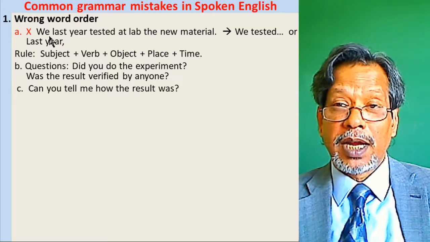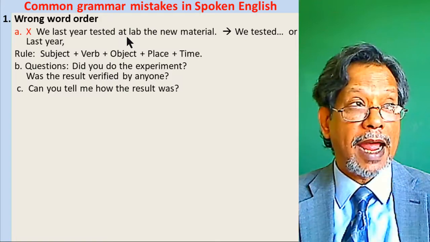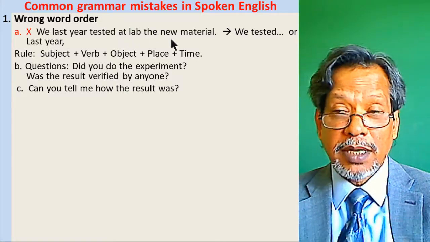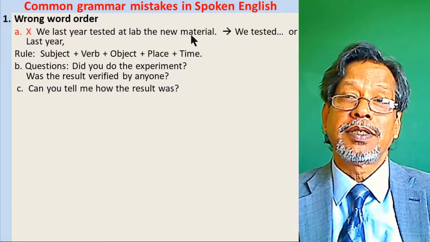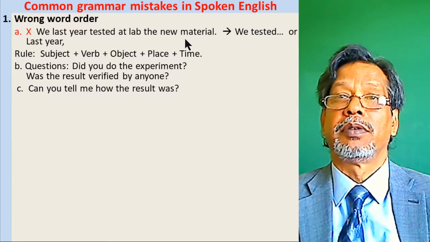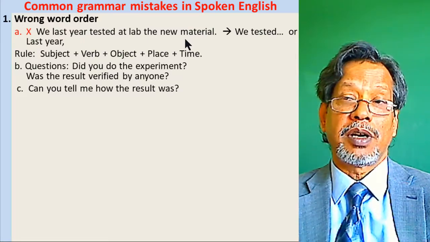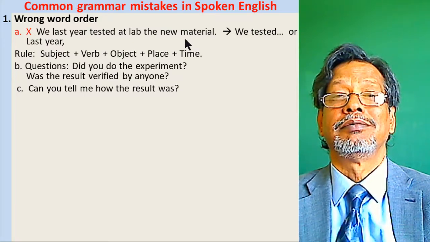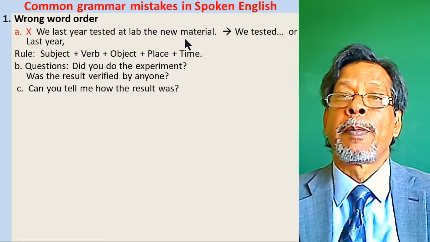We, I understood that. Last year, I understood that. Tested, I understood that. At lab, I understood. Finally comes new material. Whereas in standard English, this is how you have to say: We tested the new material at the lab last year. Or you can start with, last year we tested the new material at the lab. One of these two sounds more normal.